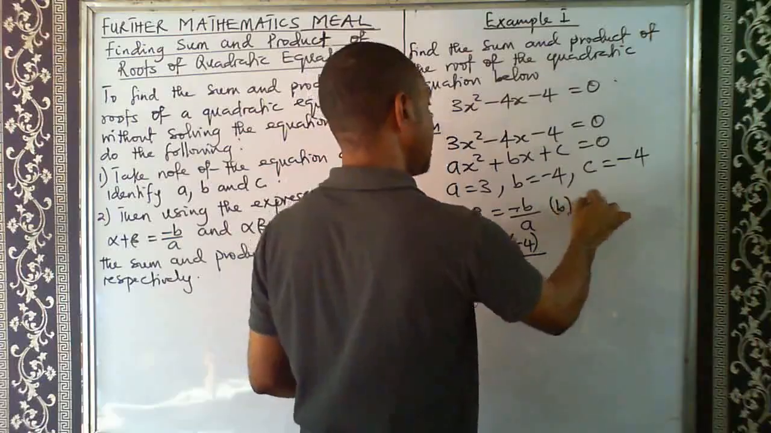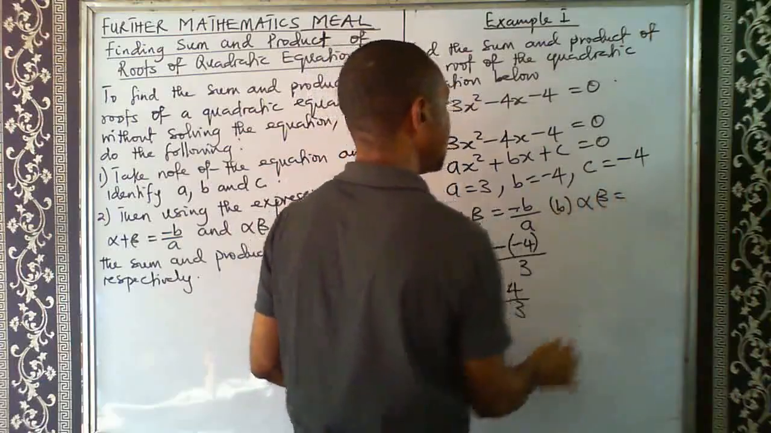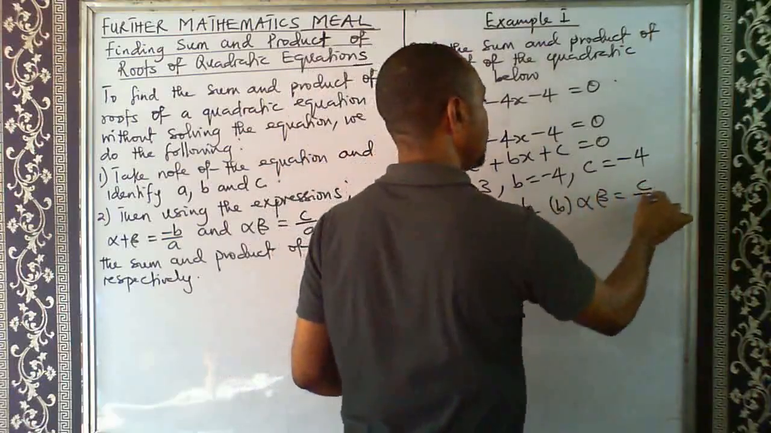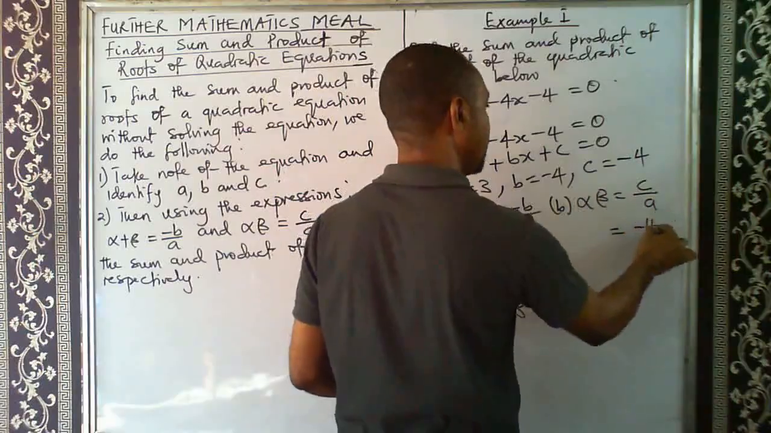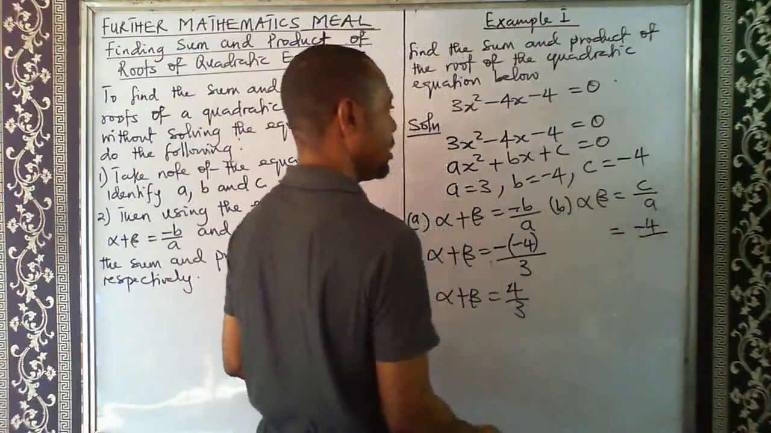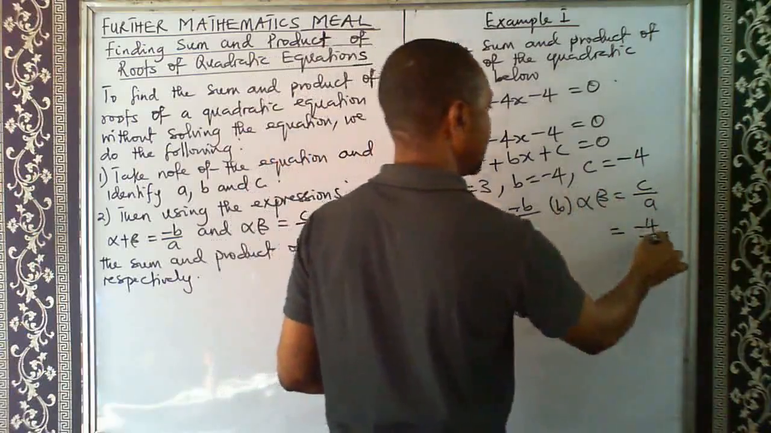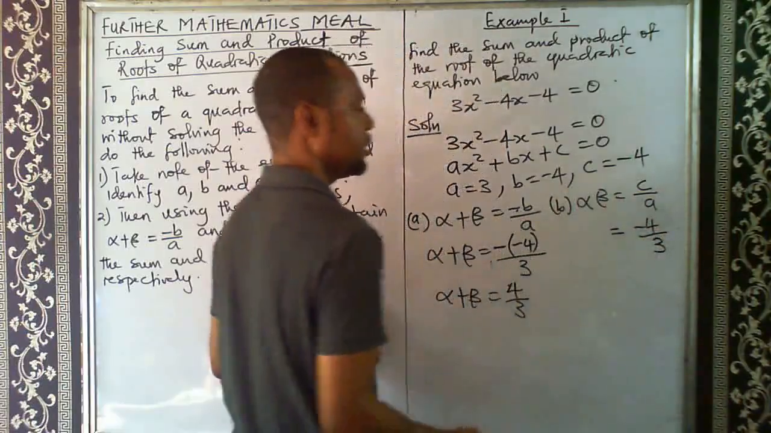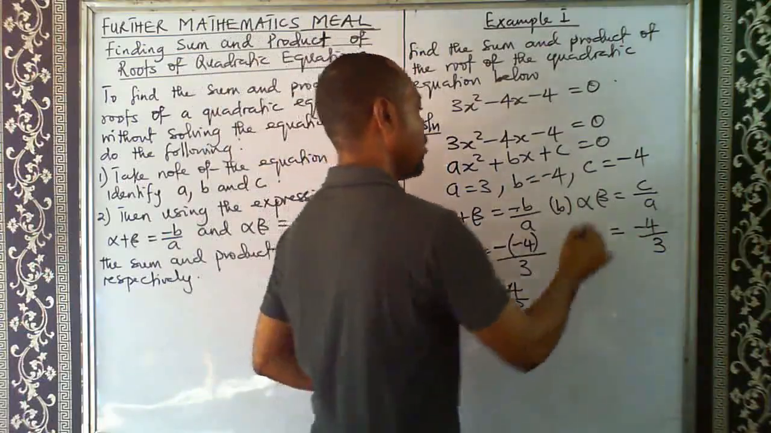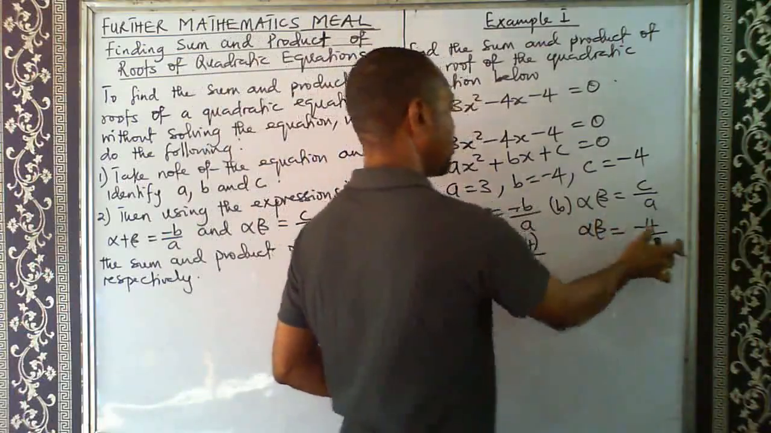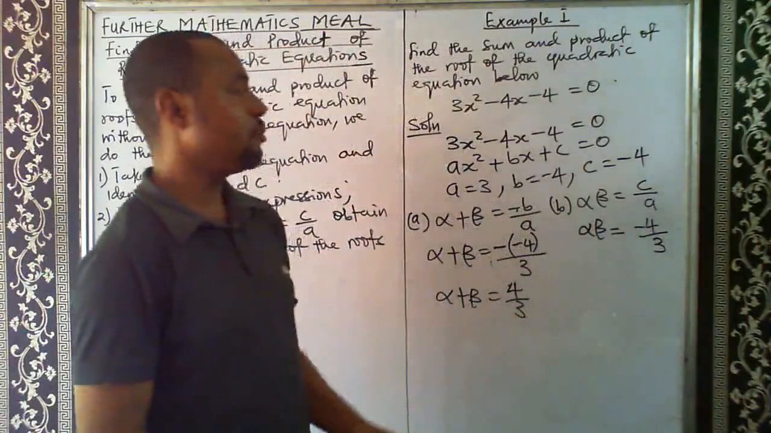Then alpha beta will give me c over what? A. Okay, what is c? C is minus 4 and a is what? A is 3. C is minus 4 and a is 3. So alpha beta, the product of roots, is this, and the sum of roots is this.